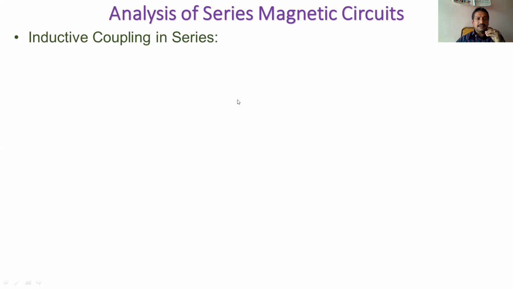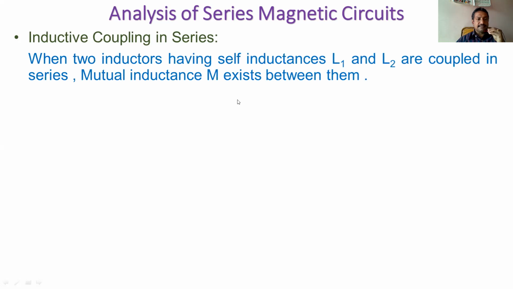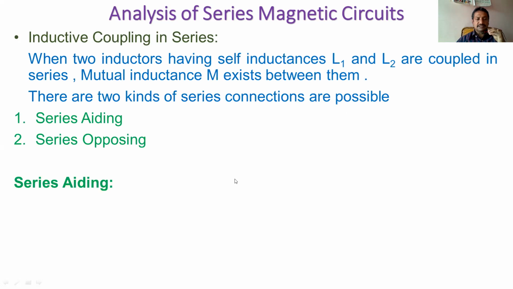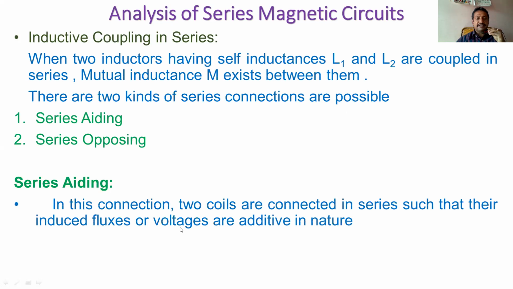It is also called inductive coupling in series. When two inductors having self-inductances L1 and L2 are in series and mutual inductance M exists between them, two kinds of series connections are possible: series aiding and series opposing. I will clarify thoroughly what is series aiding and what is series opposing. First we start with series aiding.